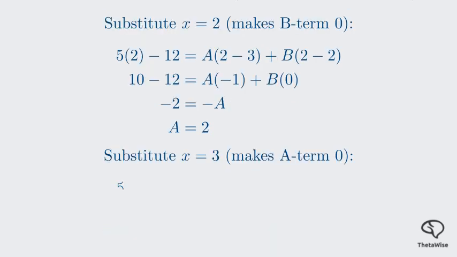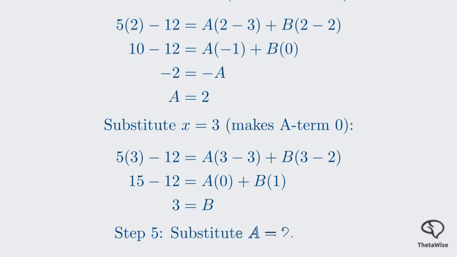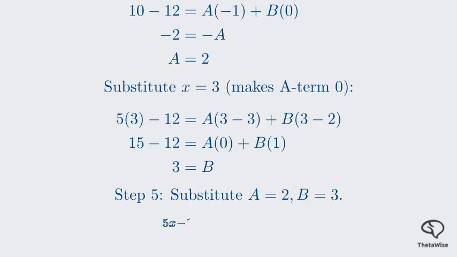Next, let's substitute x = 3. This will make the A term 0. We get 5(3) - 12 = A(3 - 3) + B(3 - 2). This simplifies to 3 = B(1), so B is 3. Step 5. Now we substitute the values A = 2 and B = 3 back into our partial fraction form. The original fraction is now written as the sum of two much simpler fractions, 2/(x - 2) + 3/(x - 3).